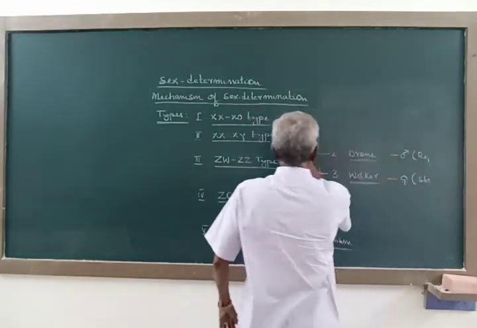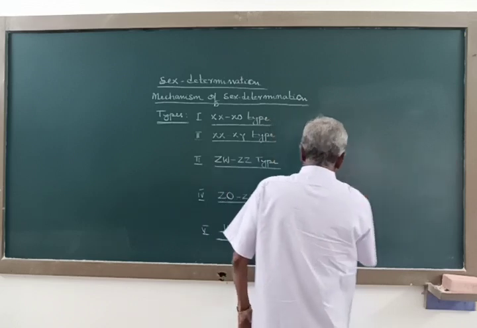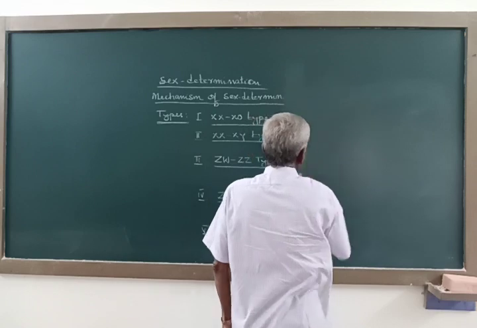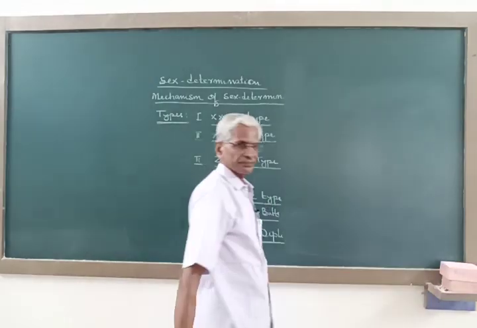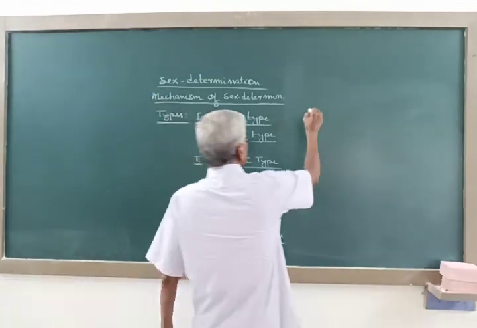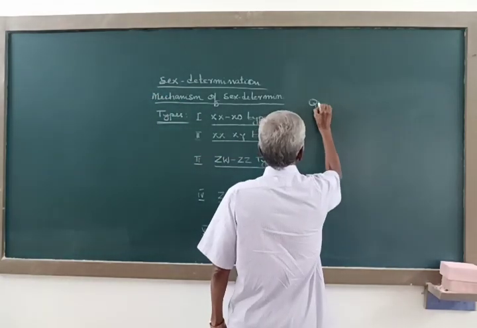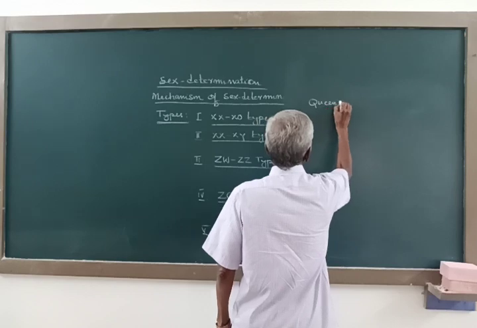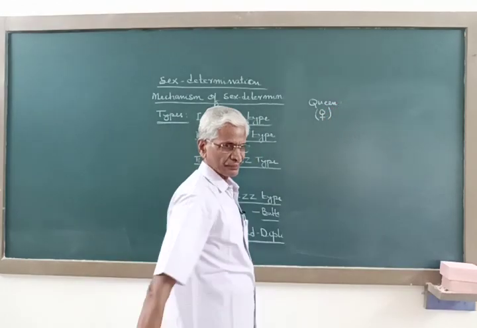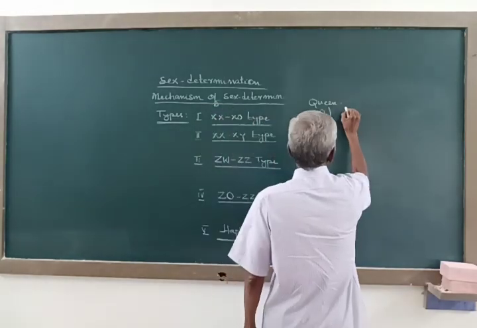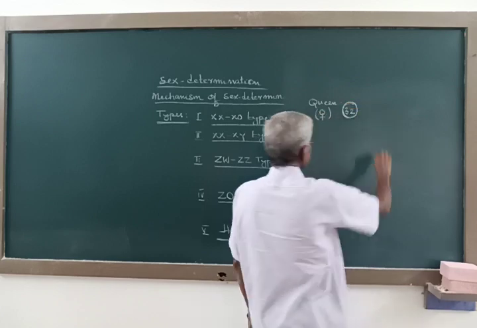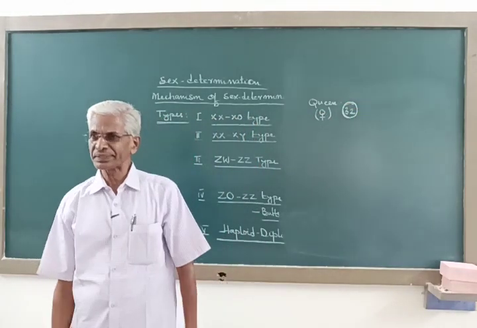Now the diploid number in honeybees is 32. So the queen bee, which is a reproductive female, has diploid number of chromosomes, and the diploid number of chromosomes is 32.